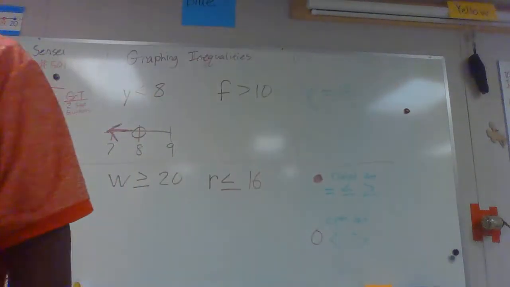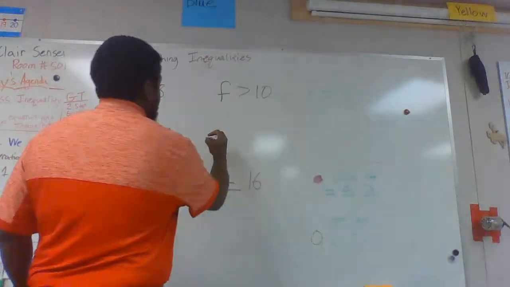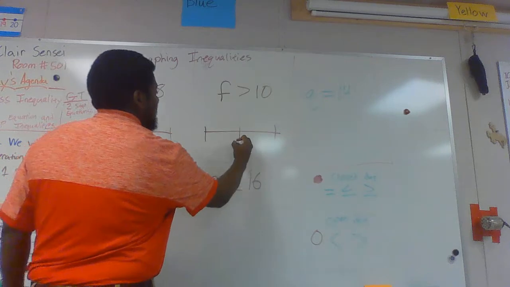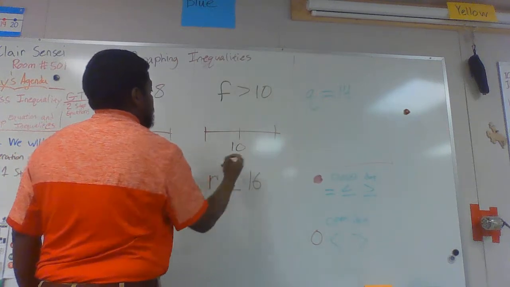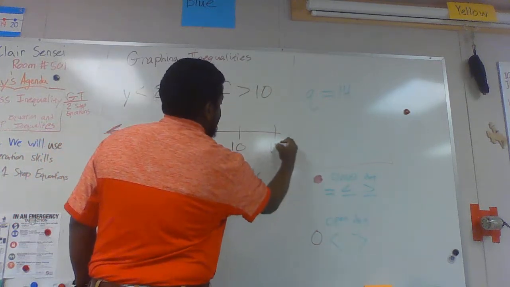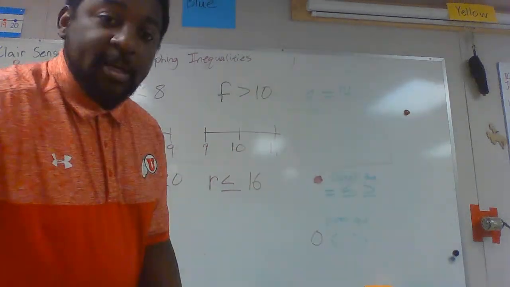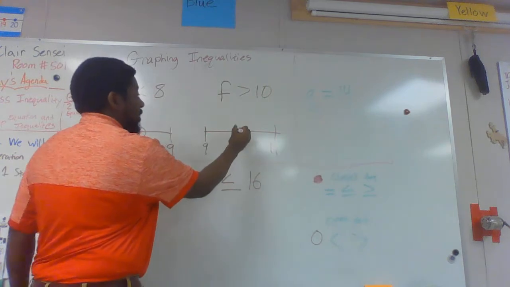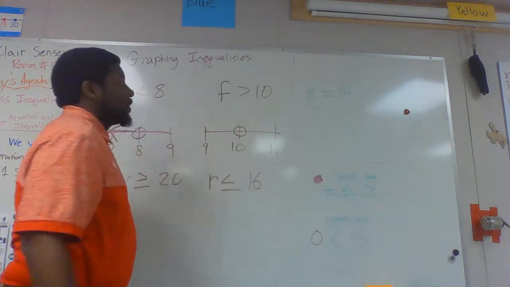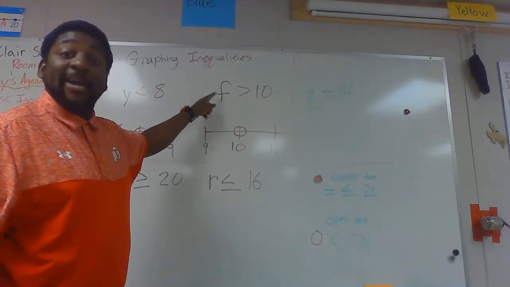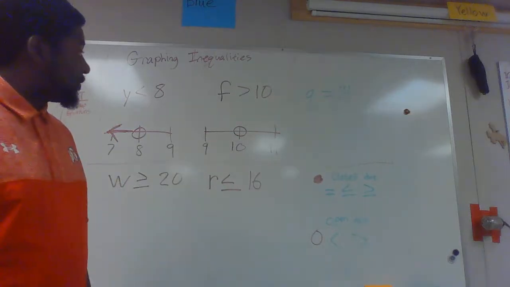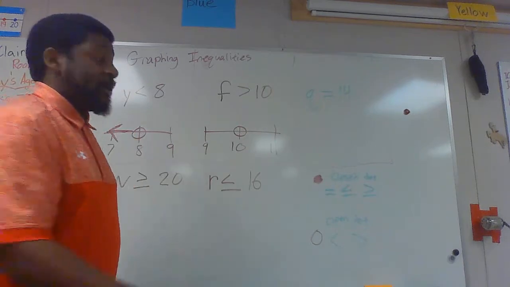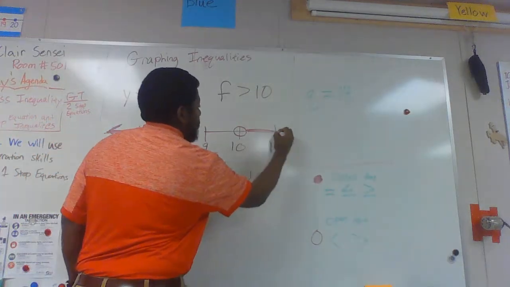On my next problem here, I need to create my number line. It says F is greater than 10. Look at my little chart here again. So since it's just greater than, that's going to be an open dot on 10. My answer, or F, is greater than 10. Which numbers are greater than 10? Well, to the right would be greater. So on this one, I would have an arrow pointing to the right.